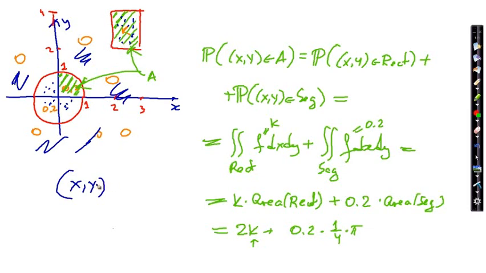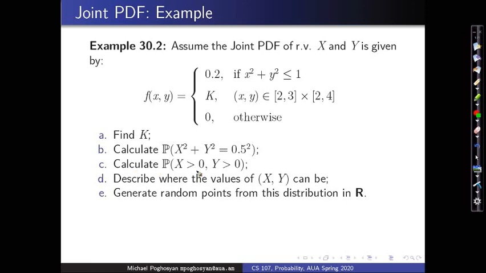So that was the idea of that question. So describe where the values of xy can be. And the other part is about generation of random points from the distribution in R. Okay, maybe I will describe this with a separate video. After this video, I will record that part, how to generate from two-dimensional distributions like this. I will give that soon separately.